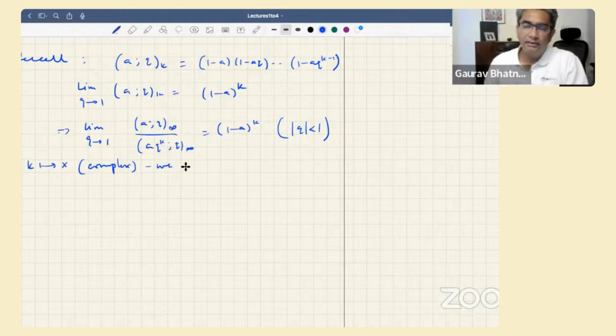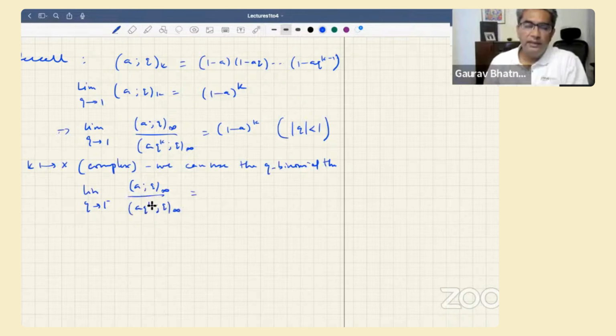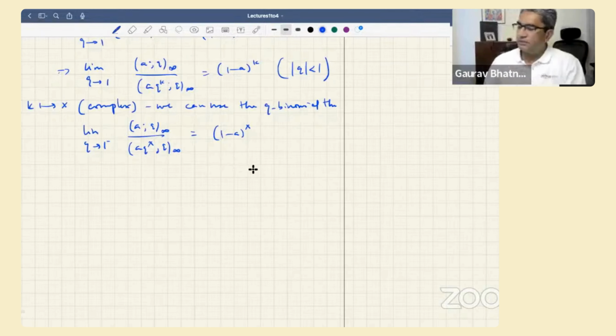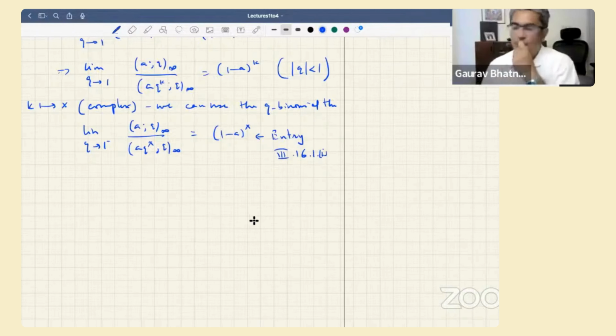And this we did earlier. We can use the Q binomial theorem to show that this limit, (AQ;Q) infinity over (AQ^X;Q) infinity, now let me call it X, is (1 minus A) to the X. So this side can be interpreted using the binomial theorem, and this is actually entry, in chapter 16, the first part of this entry which we are dealing with.